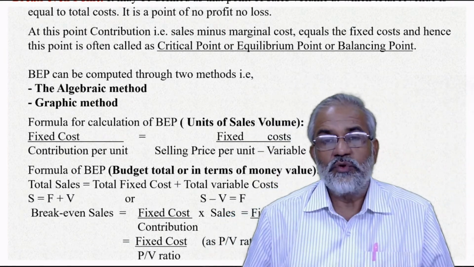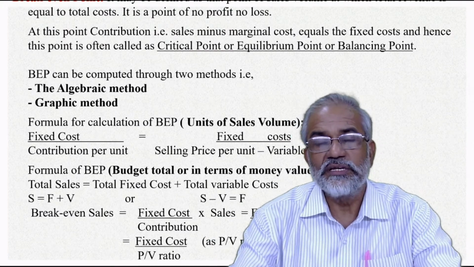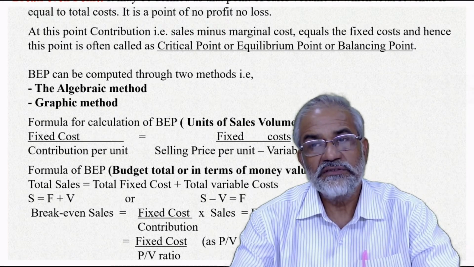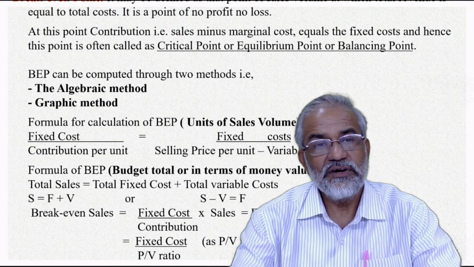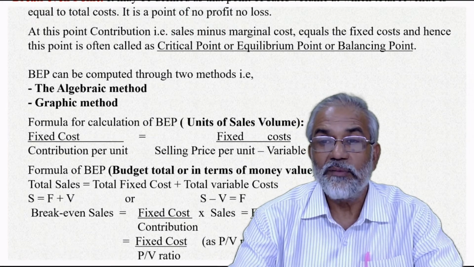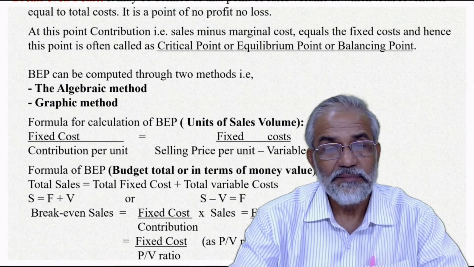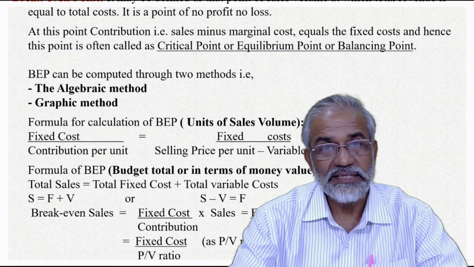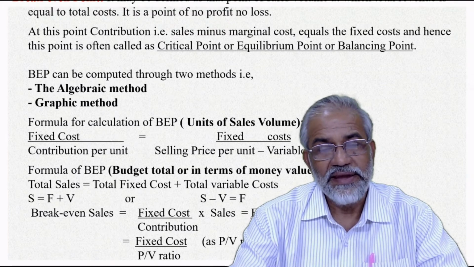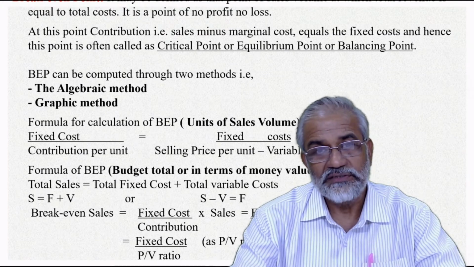The revenue would be equal to the cost. At this point, contribution, that is sales minus marginal cost, equals the fixed cost, and hence this point is often called a critical point or equilibrium point or balancing point. Balancing means a balance is being maintained between two aspects. One is the revenue, another is the cost. Revenue is equal to the cost. And it maintains the equilibrium between these two aspects, revenue and the cost.